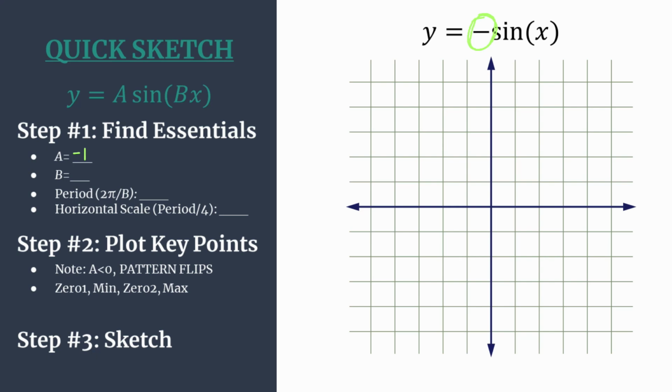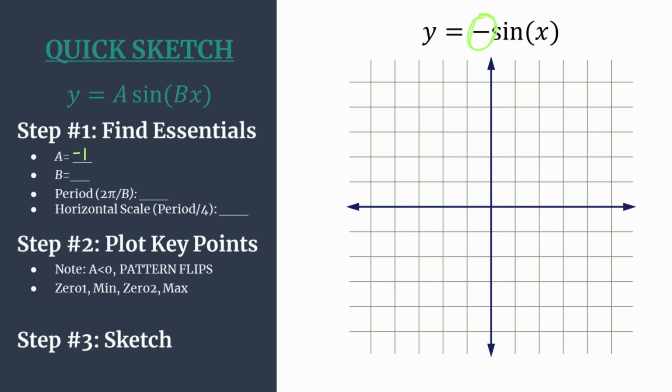So when we find the amplitude, of course, that's a measure of distance, you would just take the absolute value of negative 1. So we'd say the amplitude is 1. That's just the distance from midline to maximum or minimum. That doesn't change. What will change is step 2, our pattern will flip. So we're used to a basic sine graph with a positive A is 0, max, 0, min. And because we're reflecting vertically, that will flip as well. So we'll see that in step 2. Everything else goes on as usual.